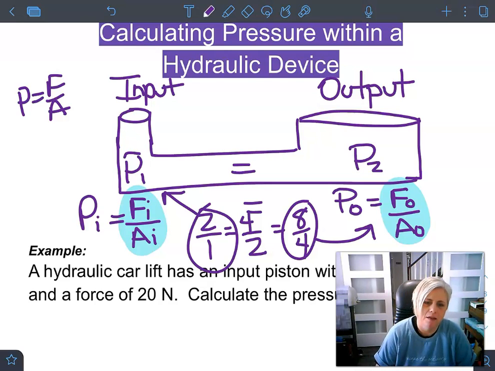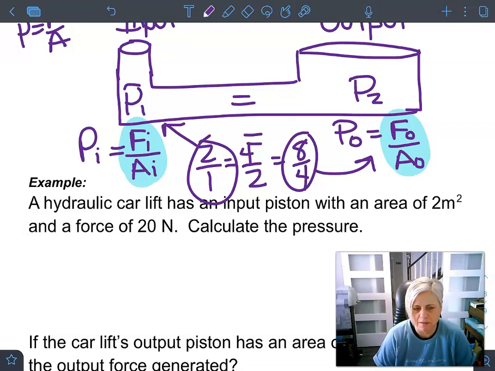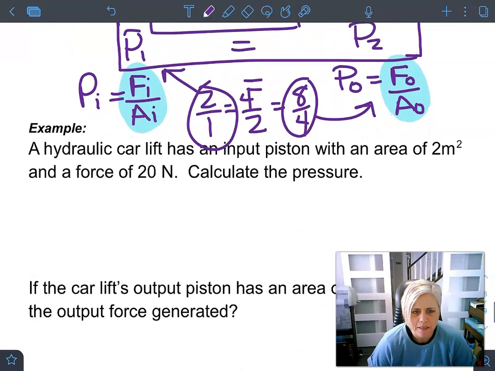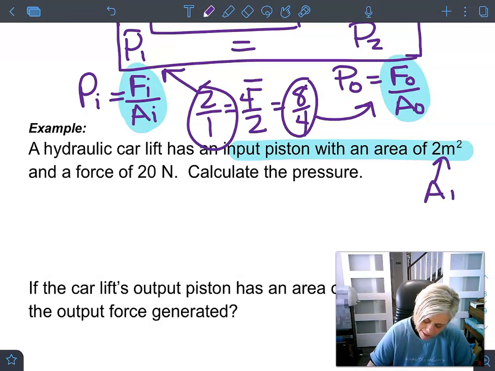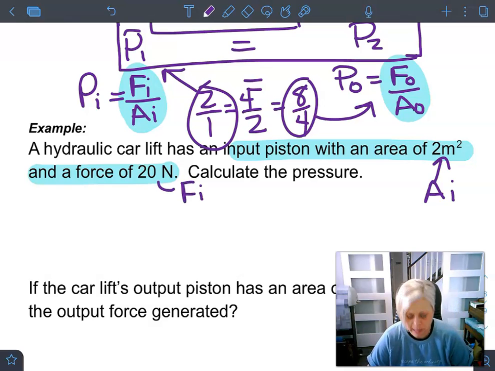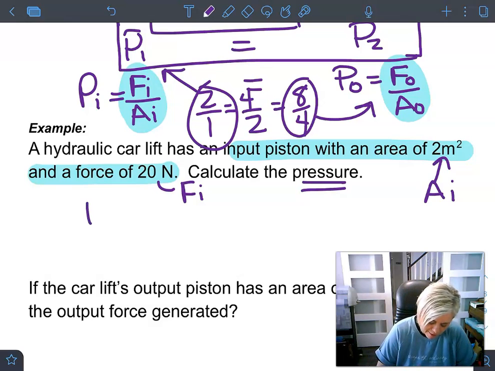You could do that. All right, so let's see what we can be asked about a hydraulic lift. A hydraulic car lift has an input piston with an area of 2 meters squared. That is my input area, and it has a force of 20 newtons. That is the input force also. Calculate the pressure. To calculate pressure, because pressure should be the same everywhere, I can use 2 input values or 2 output values. I'm given the input ones here. So pressure will equal force over area.